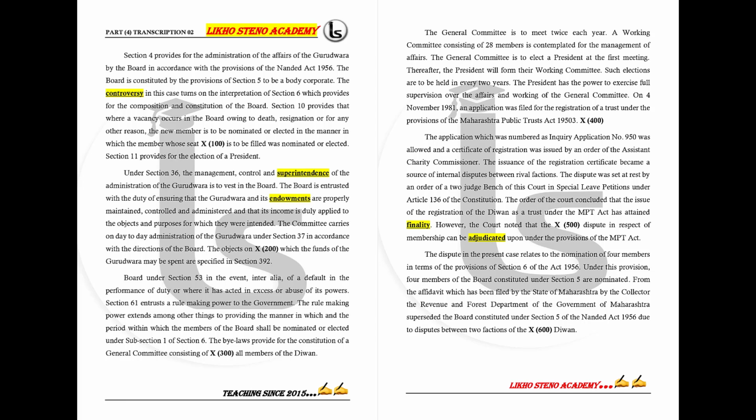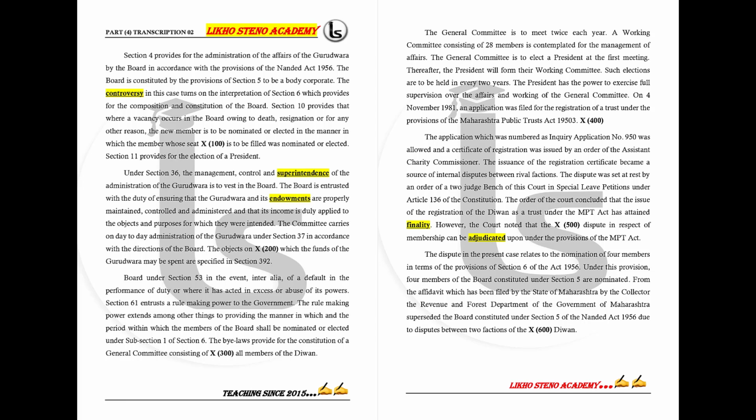The bylaws provide for the constitution of a general committee consisting of all members of the Diwan. The general committee is to meet twice each year. A working committee consisting of 28 members is contemplated for the management of affairs.